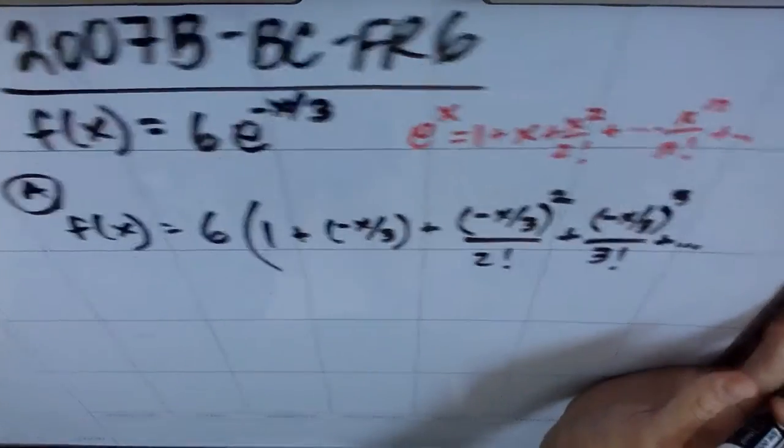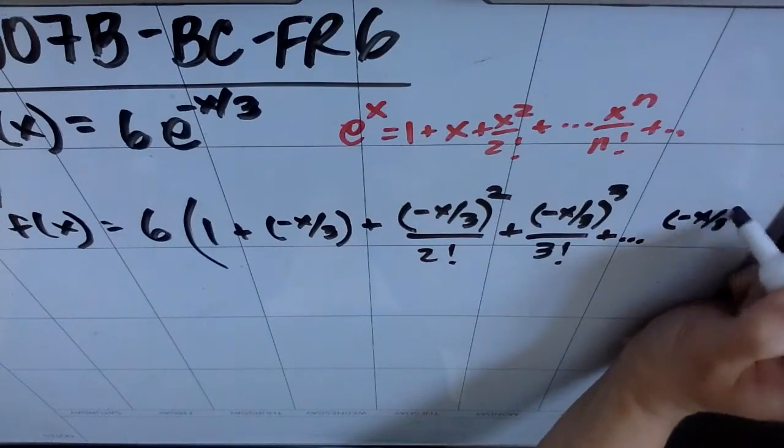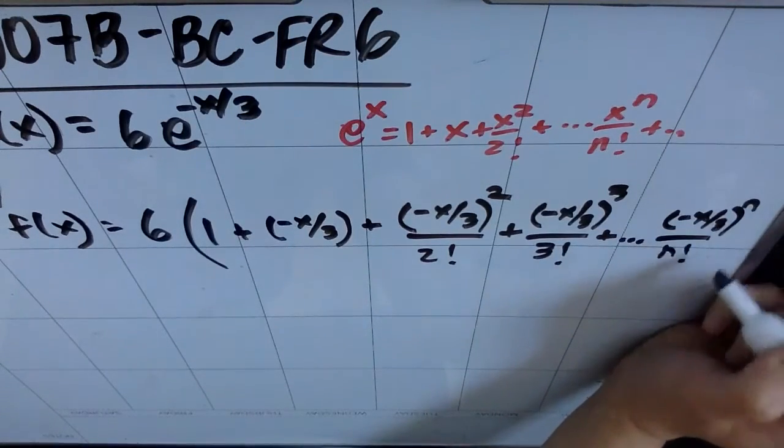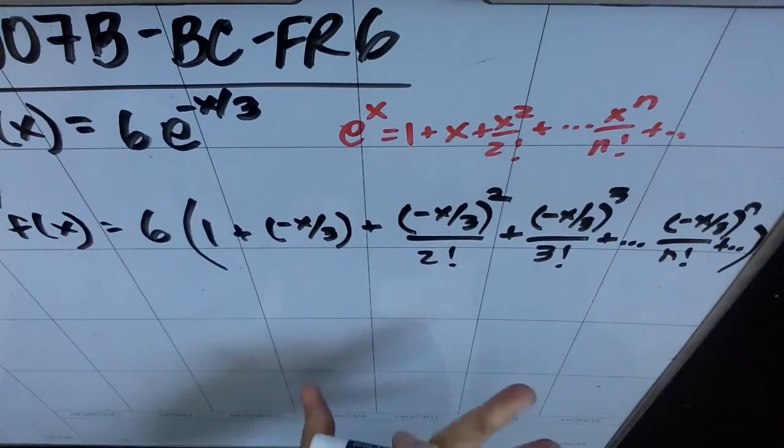I'm kind of running low on space, but we'll make it happen. Negative x over 3 to the n over n factorial plus ... and all of that's going to get a 6 distributed. So I should definitely clean this up, but that's the setup for what this looks like.